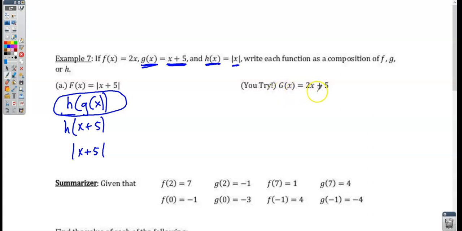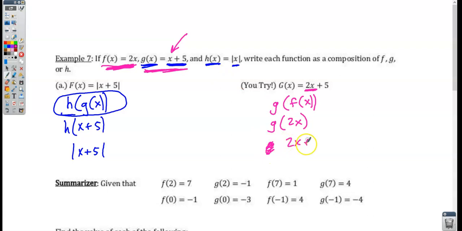G of x equals 2x plus 5. That's going to be a combination here of the function f and the function g. Which one gets applied first? Well, we're putting 2x into the function x plus 5, so that means we're doing the 2x first. And so this should be g of f of x. And just double check. So g of, we'll put f in here, and then we put 2x into g of x, and that becomes the 2x plus 5 that we desire.